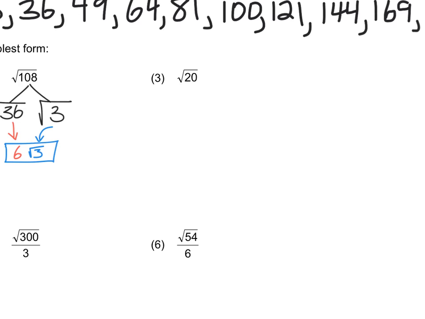Some of them are not bad, like root 20. Product of what and what? 4 and 5. So 2 rad 5.